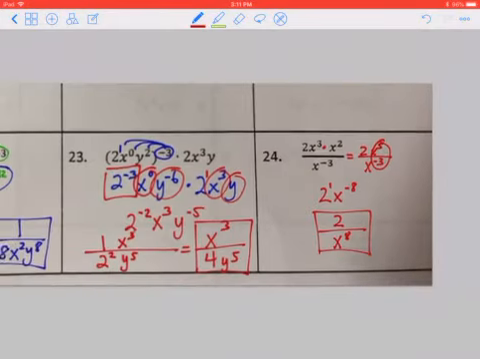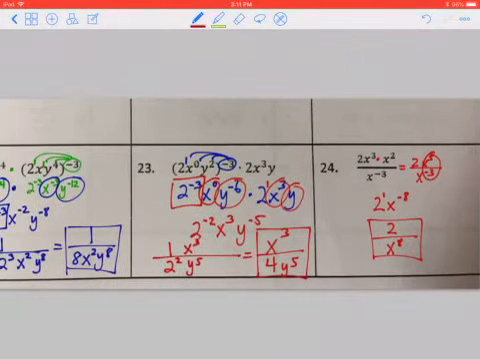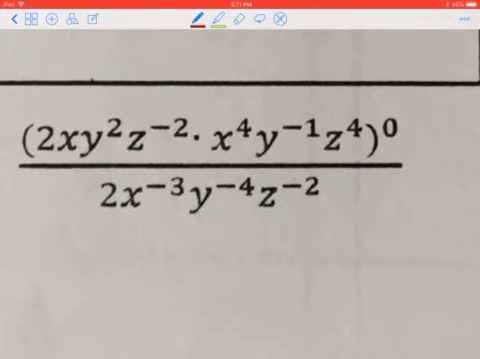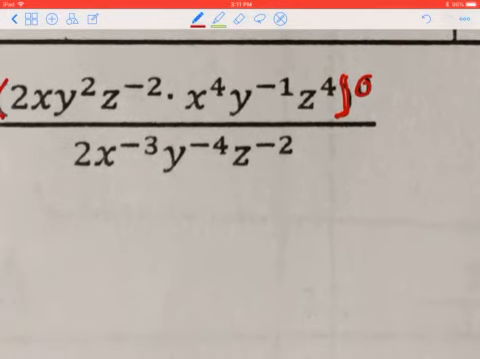Again, you can repeat that by rewinding this. And our last problem is this big one, or at least it looks big. Everything is inside the parentheses. So we have to apply the 0 power. And like I said in our notes, anything to the 0 power is 1. So our entire top, even though it looks like a lot, it's 1.